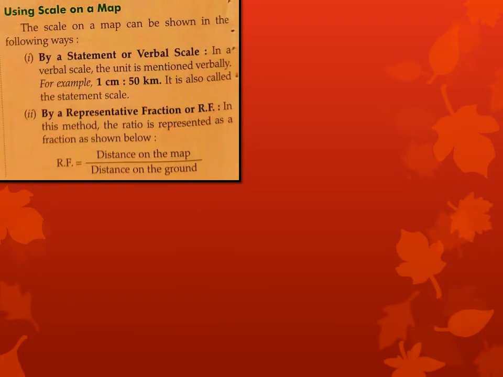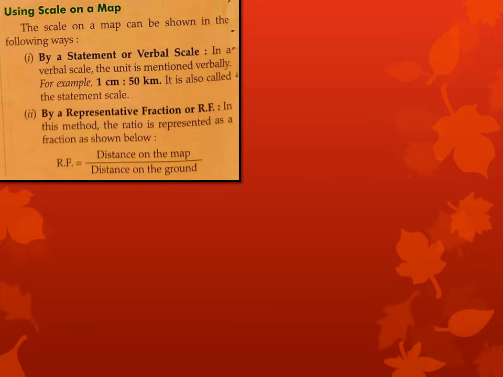Our next topic is using scale on a map. Now scale on a map can be shown in different ways. First is by a statement or verbal scale. In a verbal scale, the unit is mentioned verbally. For example, 1 centimeter is to 50 kilometer. And this is also called the statement scale.